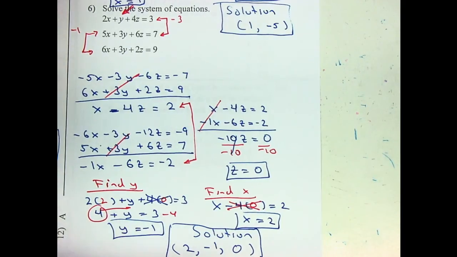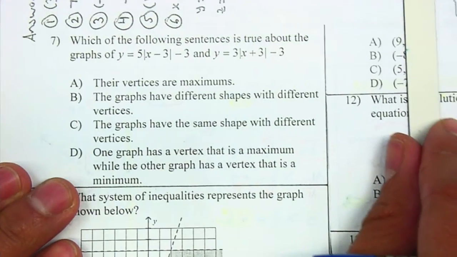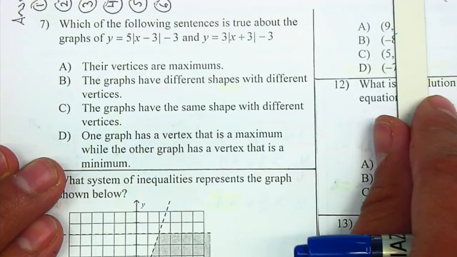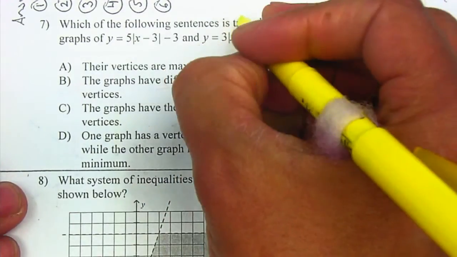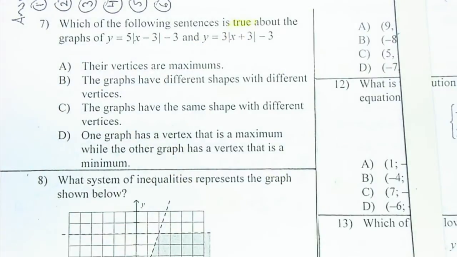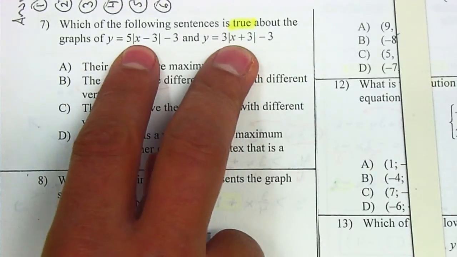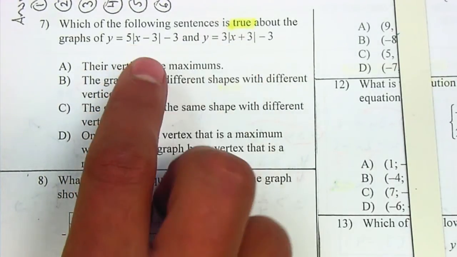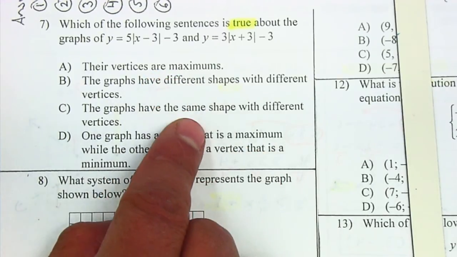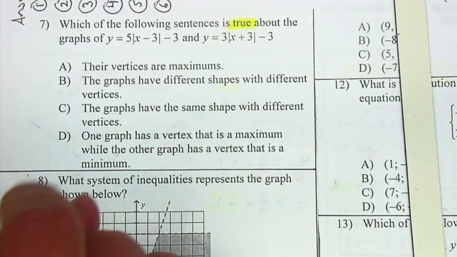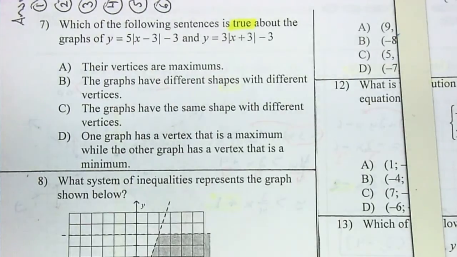Let's continue on the back side. Which of the following sentences is true about the graphs? Which one's true? So we have to analyze each of the answers and determine. Now you can do two things. You can graph them on a separate piece of paper and then compare all of your answers. Or we can just go through each of the options and analyze both equations without graphing it. We're going to do it without graphing it.